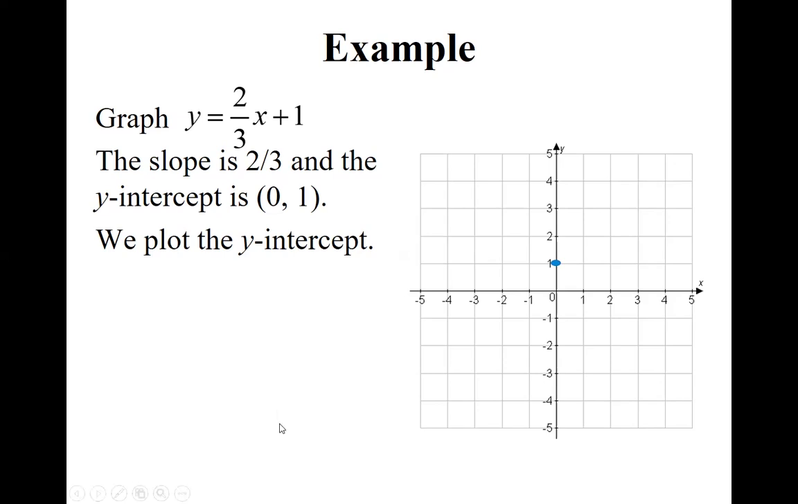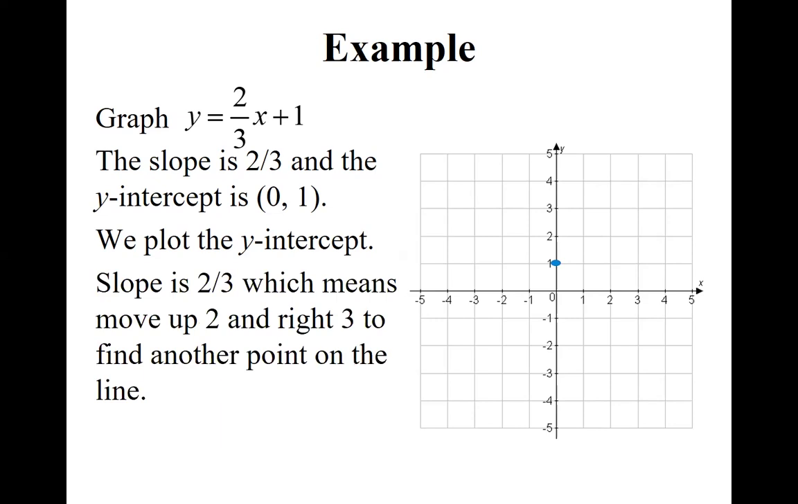So this slope of 2/3 tells us that from any point to any other point, we would go rise 2, run 3. In other words, up 2, right 3. So let's go from the y-intercept point. Up 2, right 3. That's the point 3, 3. And once we have a second point, we can draw our line through the 2 points.